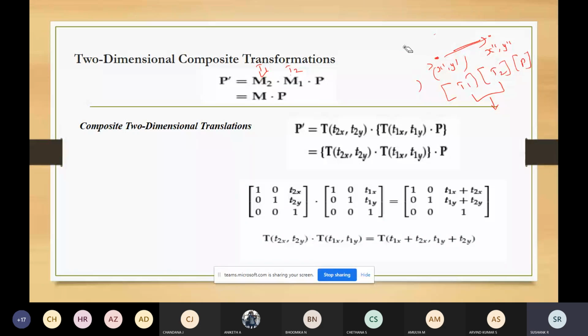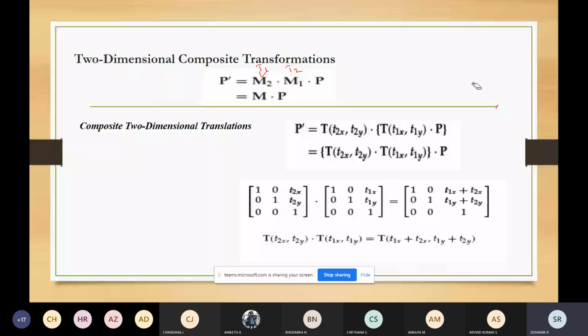Yes or no? See, M1 and M2 are two separate operations. M2 is also translation. M1 is also translation. So instead of performing two separate translations, what you will do means you will multiply those translations. You'll find the product of those translations, and that translation will be applied on the initial point.